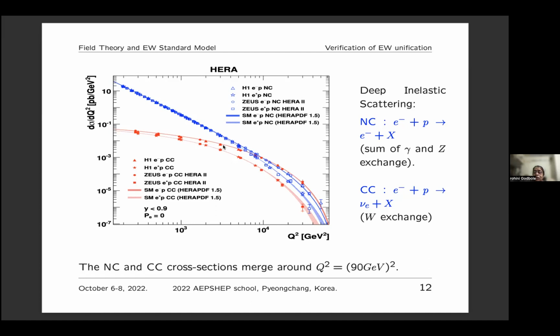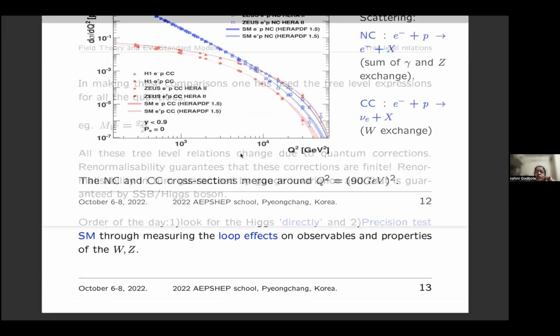And what you see is that the charge current data and the neutral current data actually merge around Q square of about 90 GeV square, which is around the Z boson mass, where both the particles being exchanged are sort of the same mass. Then you see this electroweak unification really happening. I personally find this is also a wonderful confirmation of unification.